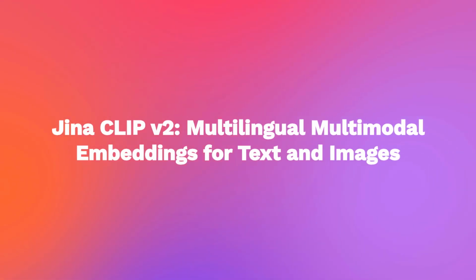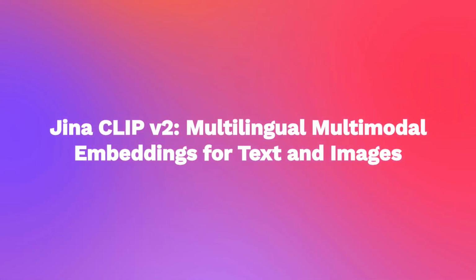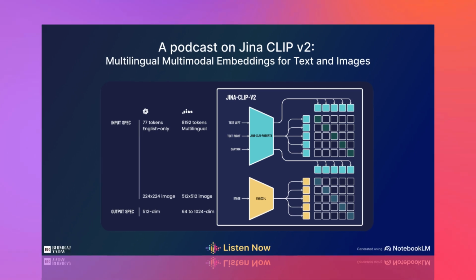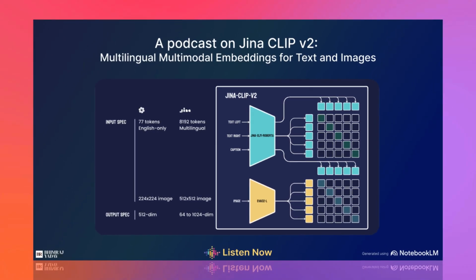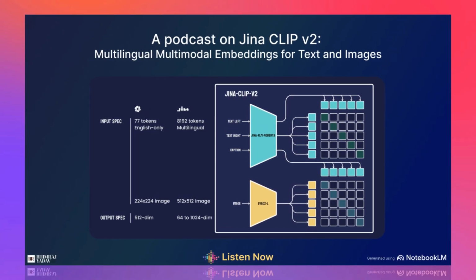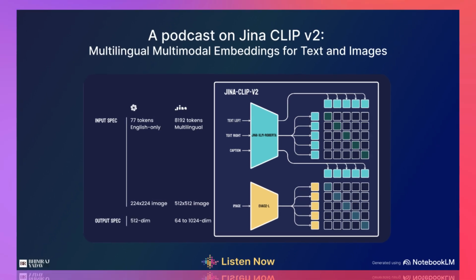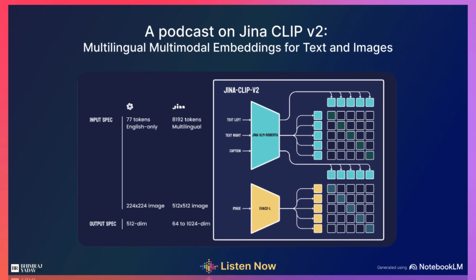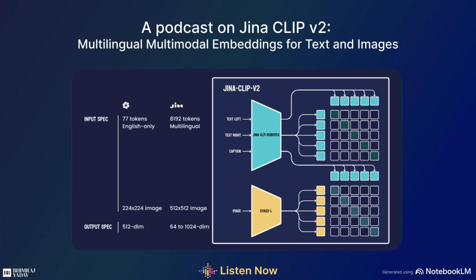Hey everyone, welcome back. Today we're diving deep into Jina CLIP v2. Ooh, exciting. It is right. This is all about AI models that connect images and text descriptions. So, like, if you want to search for a picture just by describing it? Yeah, exactly. That's the kind of power we're talking about.